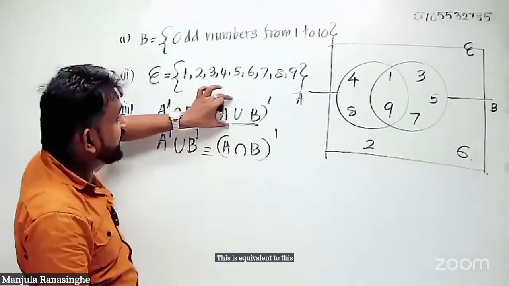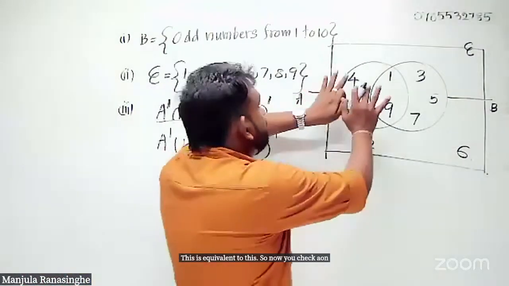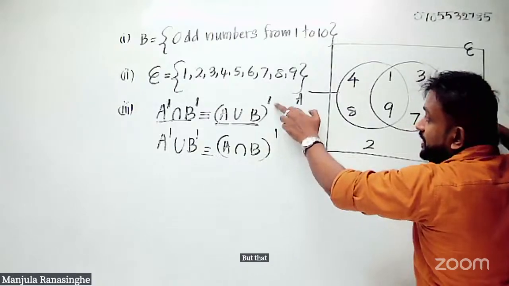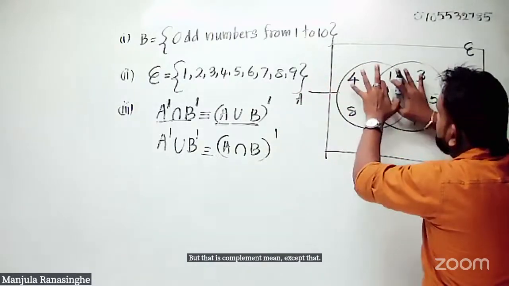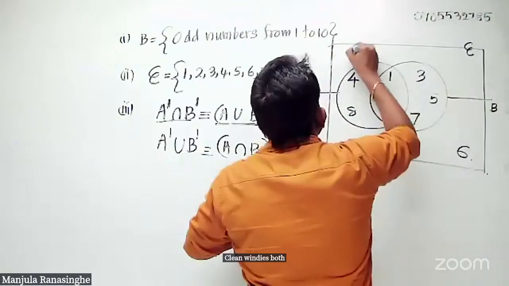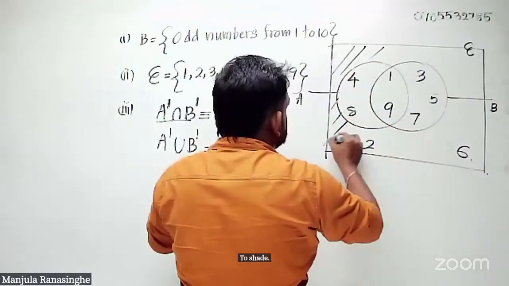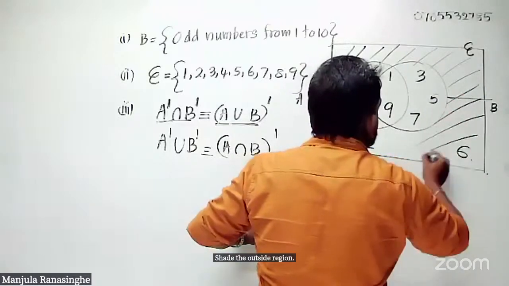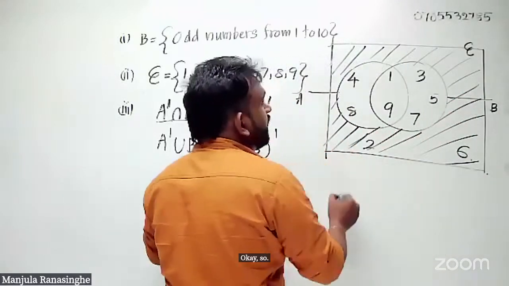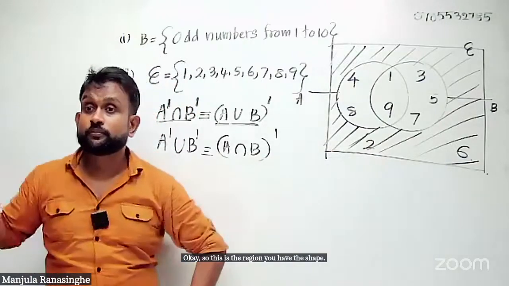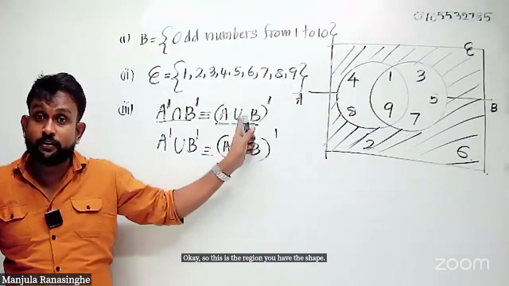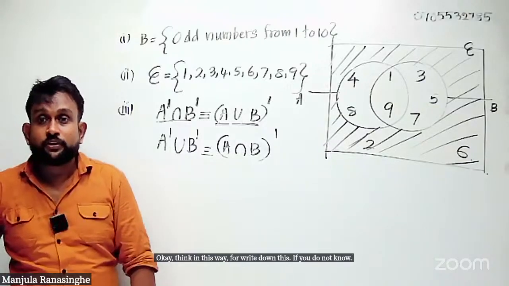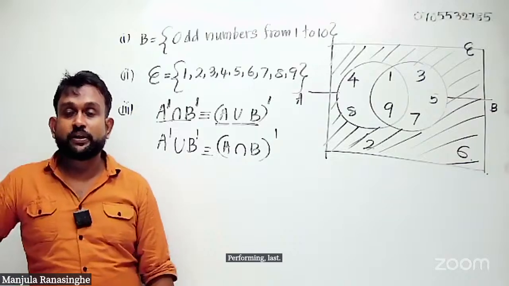So now you check A union B is the sum of these A and B, but that is the complement. Complement means except that. So A union B is both A and B sets, and you shade the outside. You shade the outside region. Okay, so this is the region you have to shade. Okay, think in this way. So write down this if you do not know the formulas. Shade the Venn diagram, this one in here.